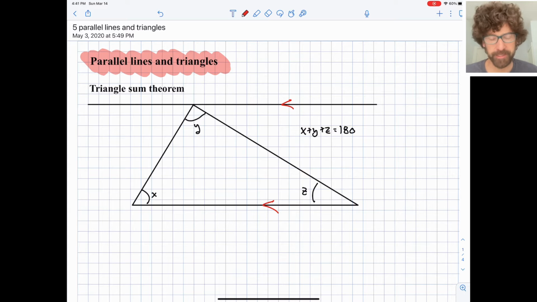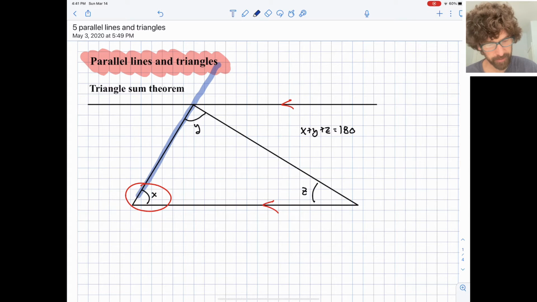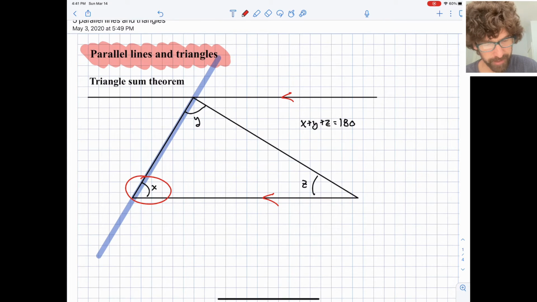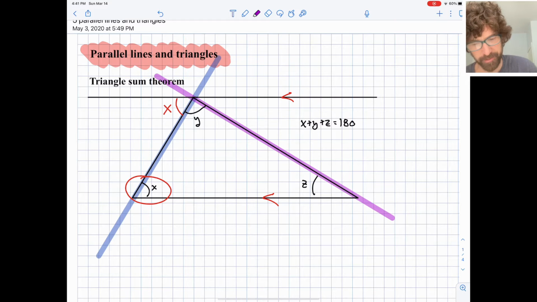So the fact that we have parallel lines gets us a lot. It gets us alternate interior angles, really. So let's look at angle x right here. We could consider this blue line to be a transversal, meaning that this angle up here is an alternate interior angle to angle x and is also equivalent in size to angle x, okay? Or has a measure of x degrees. Similarly, if we think about this purple line as being a second transversal, we can say that this is angle z, okay, or has a measure of z degrees.